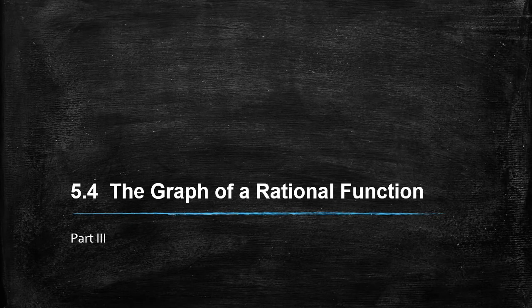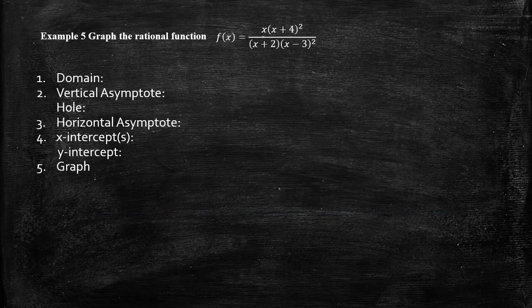Hi class, this is part 3 of section 5.4. We're up to example 5, so we'll graph the function f of x is x times (x plus 4) quantity squared divided by (x plus 2)(x minus 3) quantity squared. Okay, so the domain of the function is everything except for -2 and 3.